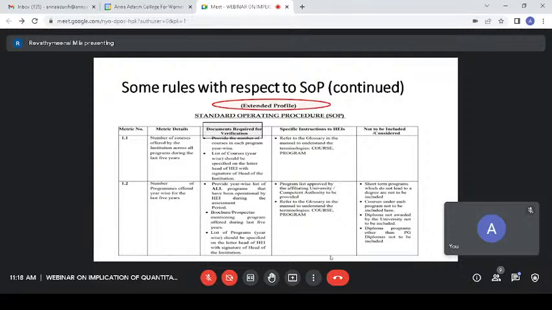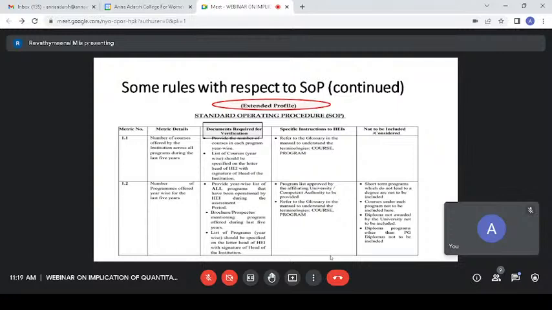But then extended profile needs to be filled up very carefully with all the necessary proofs. The proofs are not going to be asked by them. It's only the data that is going to come up that is going to decide the final number of the students. For example, what was the final number of your students for the past 5 years, the average number of students in the past 5 years?